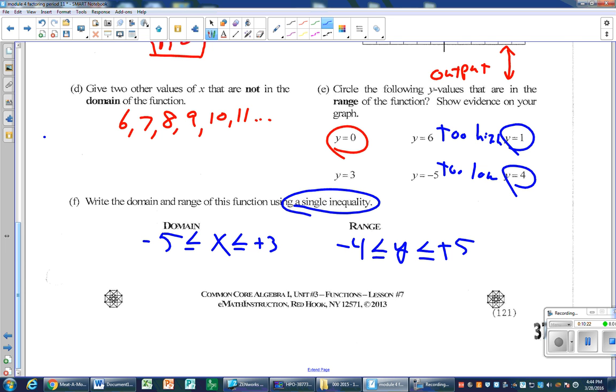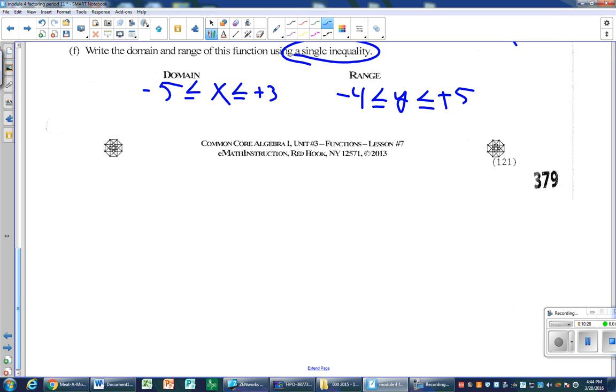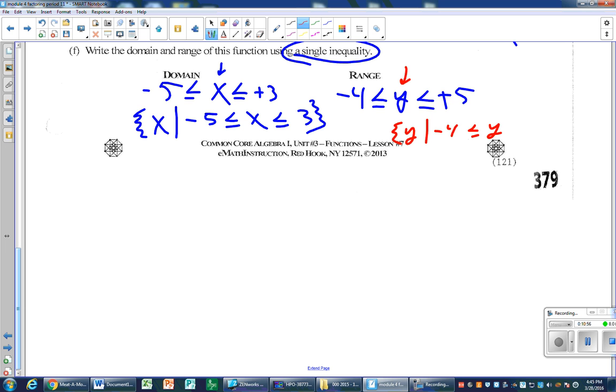Now, write the domain and range of this function using a single inequality. There it is, a single inequality. What if it's said as set builder notation? We just do the squiggly brace, and since the letter is x, all numbers x such that, and then we write down the inequality and close it with a brace. What if we're talking about the range? We have the y value, so we do a brace, y such that, and then we write down the inequality. There we go. Turn the page.